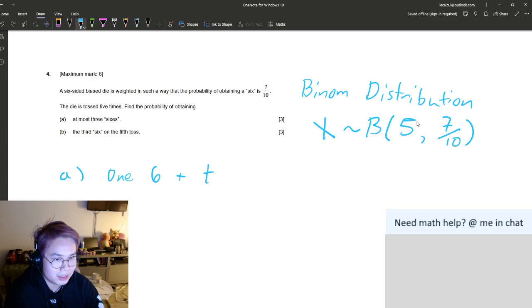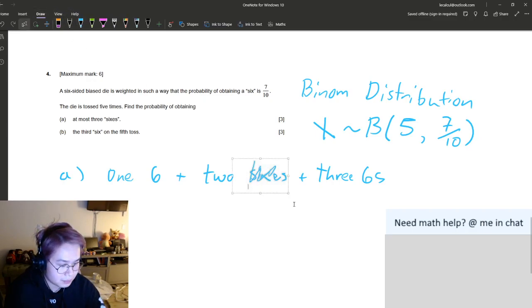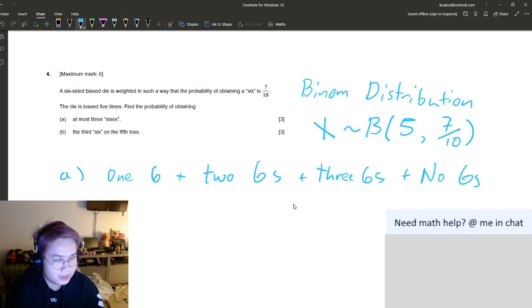You need to find the probability of 2 6s, 3 6s, and the one that a lot of students forget is there is the possibility of not having any 6s at all. So you do need to add the probability of getting no 6s. Now, of course, this is a little inefficient, we do have a function for this. Binomial CDF, where the C stands for cumulative.